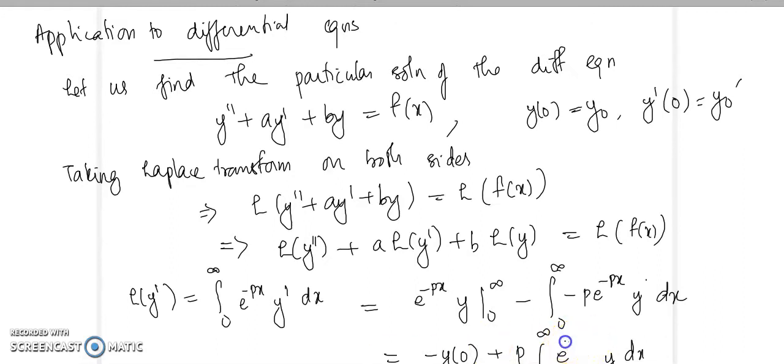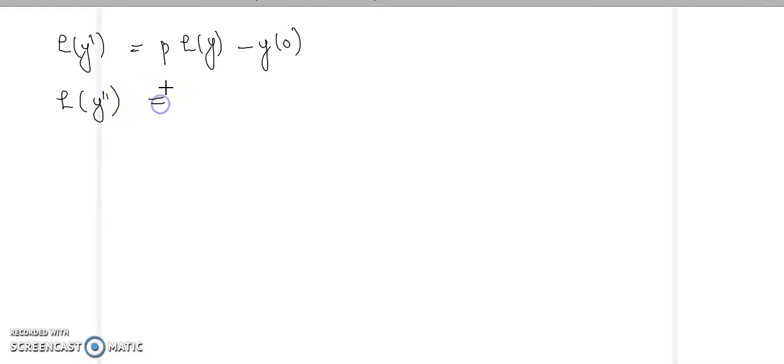This integral, e raised to minus px y dx, will be the Laplace transform of y. Okay. So therefore what we are getting is L of y dash will be p L of y minus y of 0. Okay. Now let us find L of y double dash. So by this we have L of y dash.